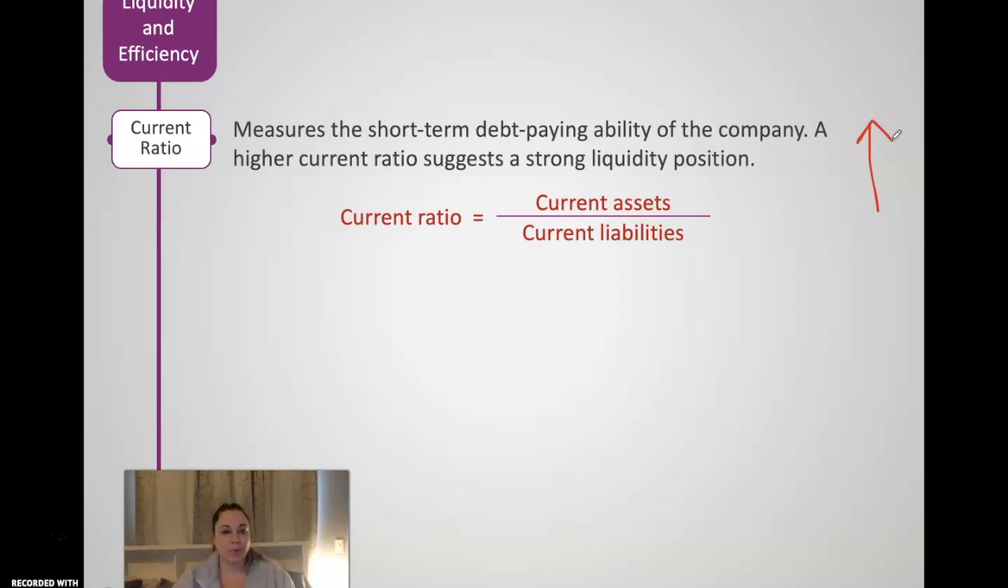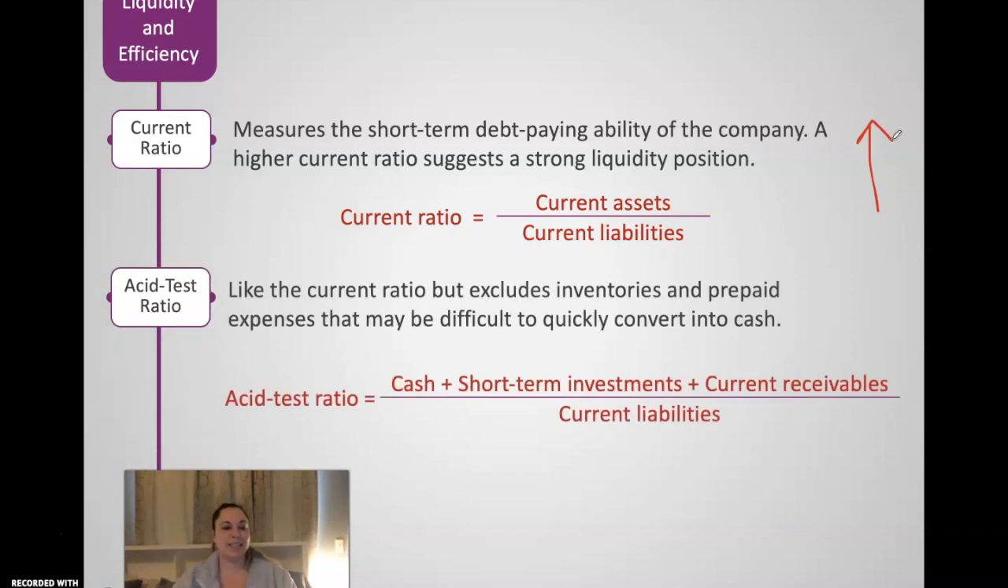So when we do this formula here, we want to make sure we take just the current assets. So this is a common mistake. It's not all of your assets, just the current ones. Divide by just your current liabilities. So the better you are at understanding the balance sheet here, the better you'll be able to do this by being able to figure out which ones are current and which ones are not current, the long-term ones. So you do have to separate that out.